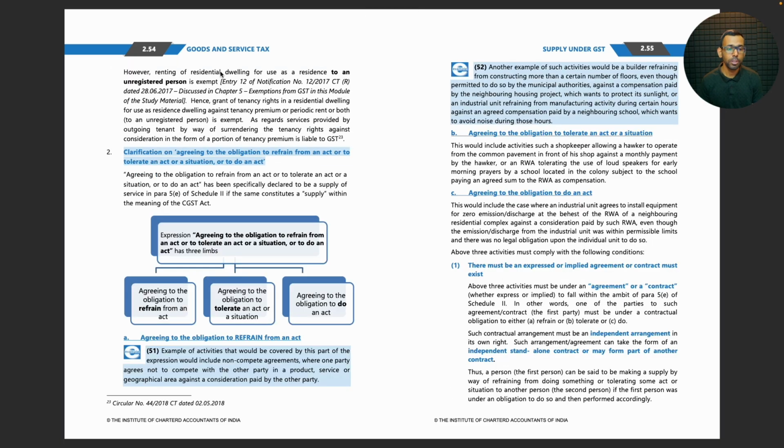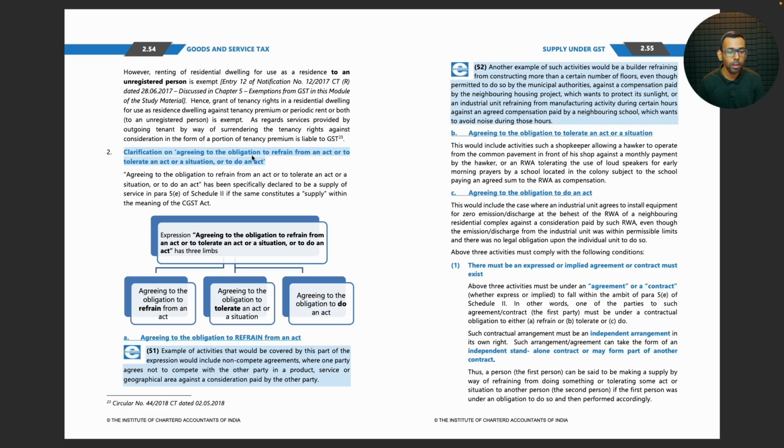However, renting of residential dwelling for use as a residence to an unregistered person is exempt. Hence, grant of tenancy rights in a residential dwelling for use as residence dwelling against a tenancy premium or periodic rent or both to an unregistered person is exempt. As regards services provided by outgoing tenant by way of surrendering the tenancy right against consideration in the form of a portion of tenancy premium is liable to GST. Okay.